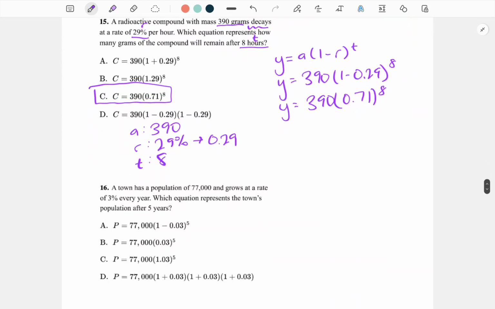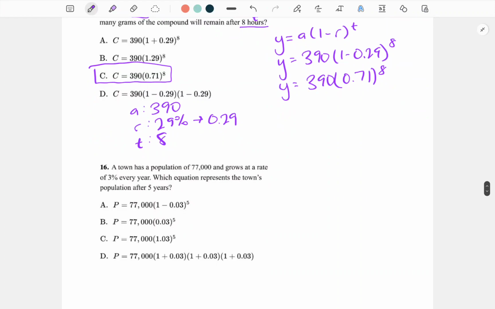All right, and going down to 16, since the town's population is growing, that means I'm going to use my function or my formula of the plus. So 1 plus r to the t. And so let's label first. So initial amount is 77,000. My rate is 3%. And my time is 5 years. And so now I'm going to plug in. I don't always have to write it down. I'm just going to skip that step, but that helps you. You can write down ART to the side.